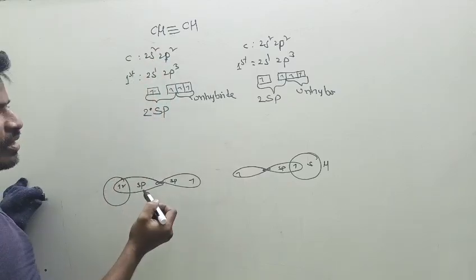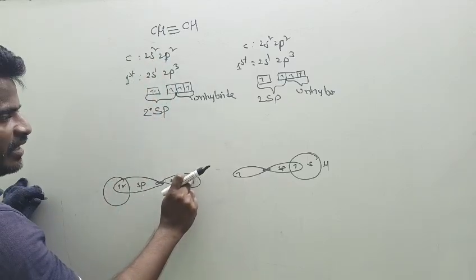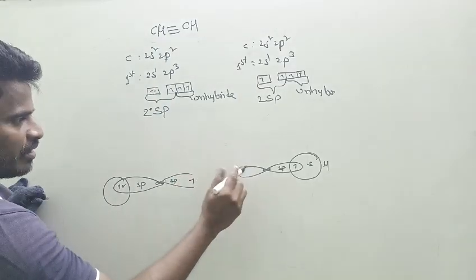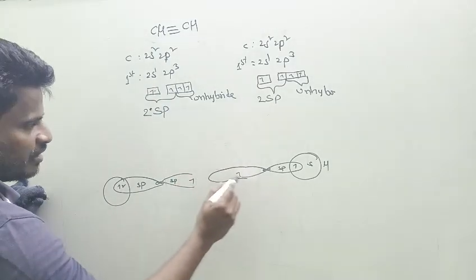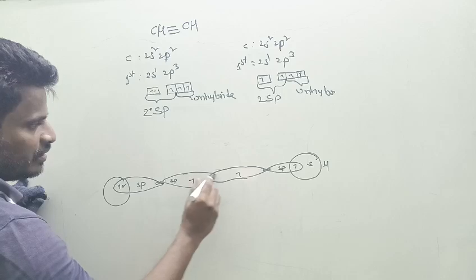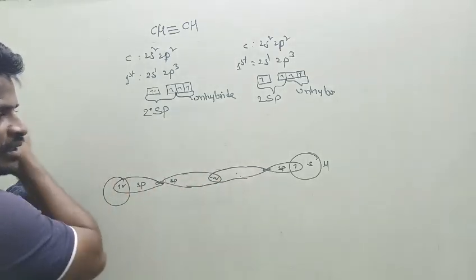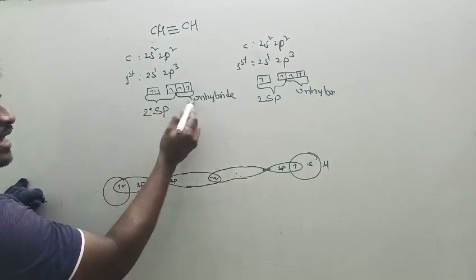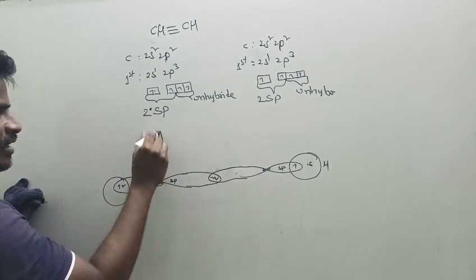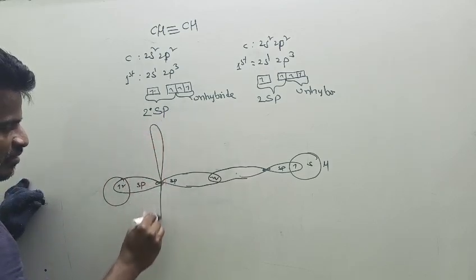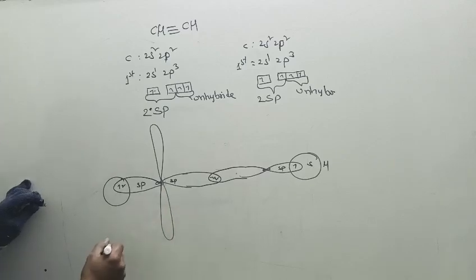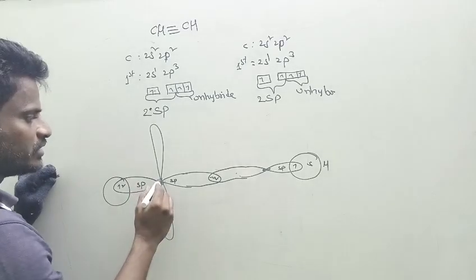And there is one sigma bond between these two carbons. It is obtained by the overlapping of the sp hybrid orbital of one carbon with the sp hybrid orbital of another carbon. Then it has two unhybridized orbitals. These unhybridized orbitals are pure p orbitals. They are represented as a dumbbell shape.